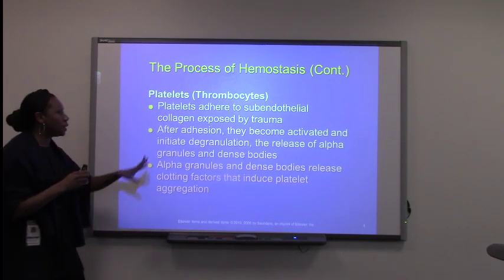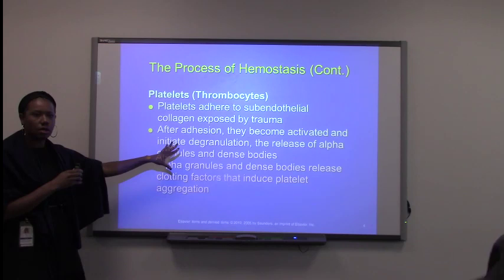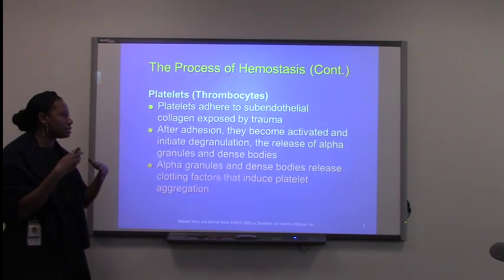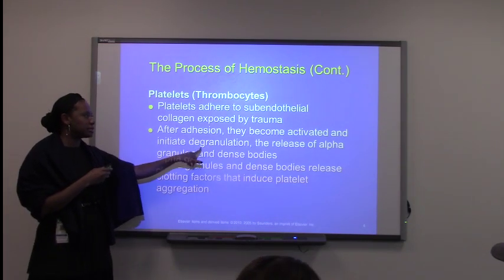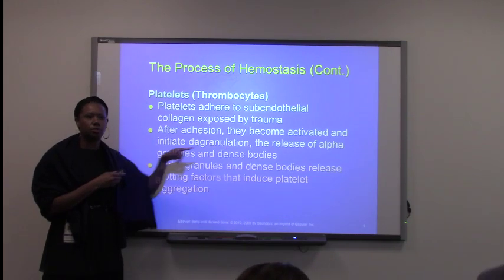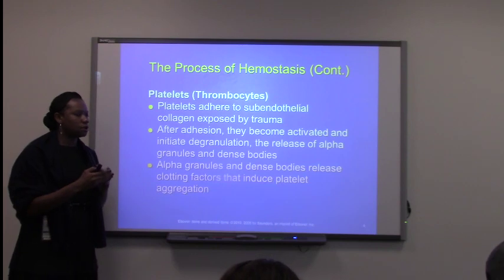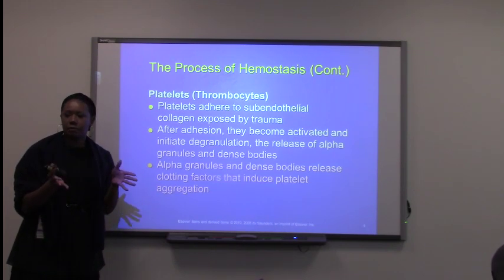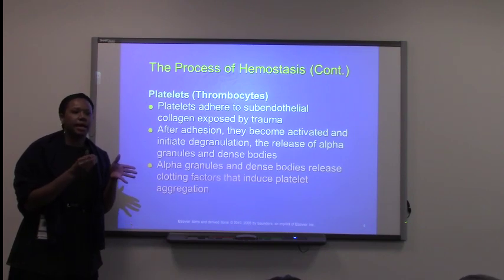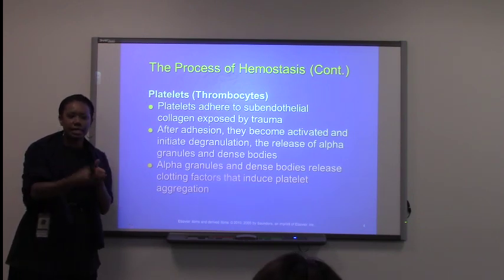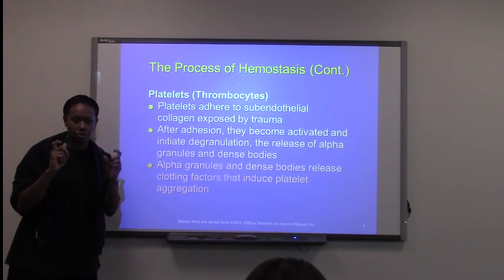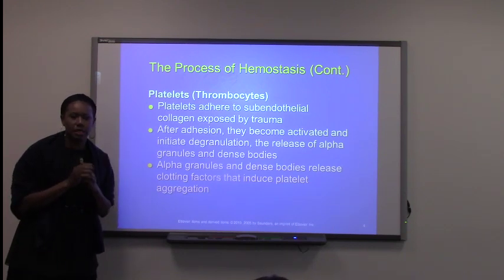Now, once they get stuck to the wall, they start to go through a process where they get activated in something called degranulation. Okay, so what does that mean? That means that as they go through degranulation, they will start to release different types of granules that are part of the platelets. Now, these granules will then release what are called clotting factors. So those granules do release or start the process of our clotting factors.